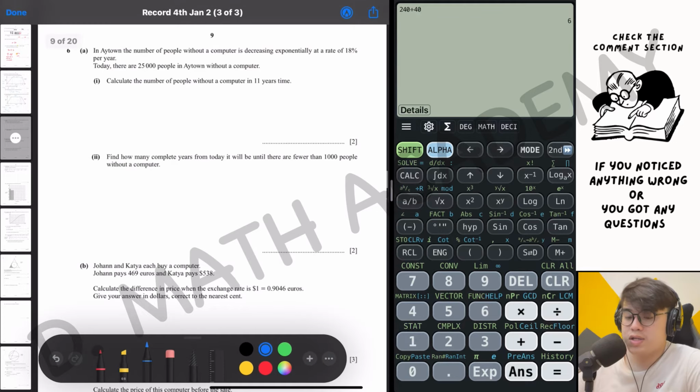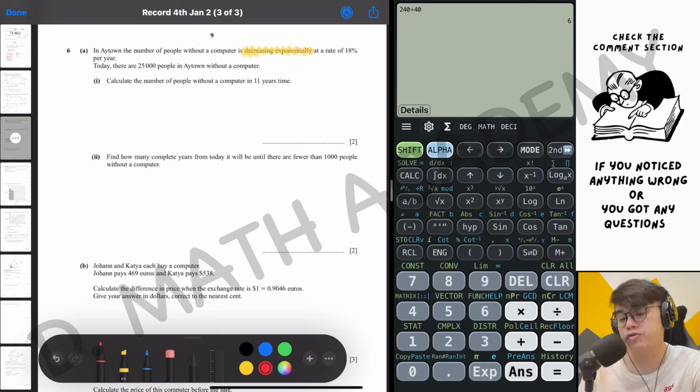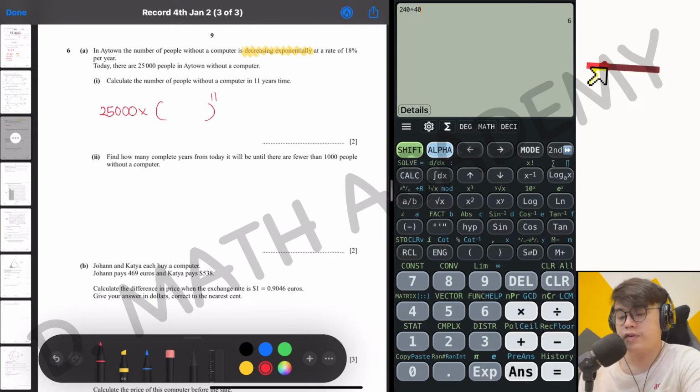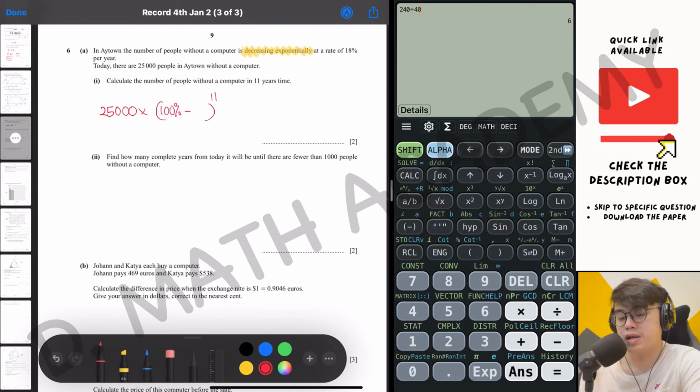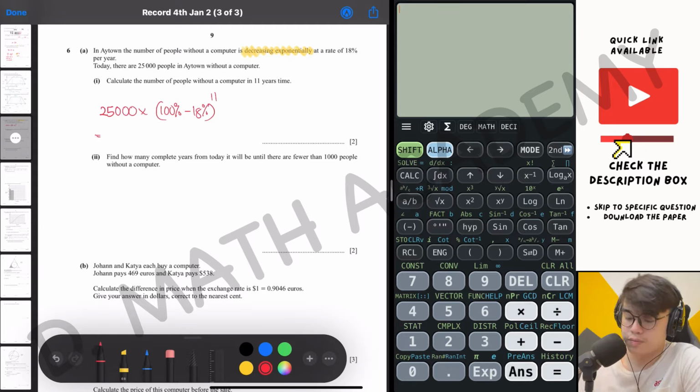Moving on to question 6. In I-Town, the number of people without computers is decreasing exponentially at a rate of 18%. So the keyword here is decreasing exponentially. So it's a compound formula, but for the percentage part, you have to minus it out from 100. So in 11 years time, initially they have 25,000. After 11 years, we have 100% minus 18%. So through this, you should be able to get your answer.